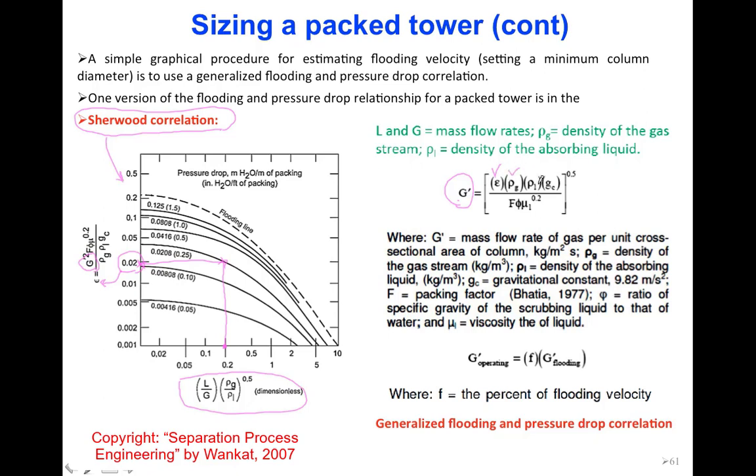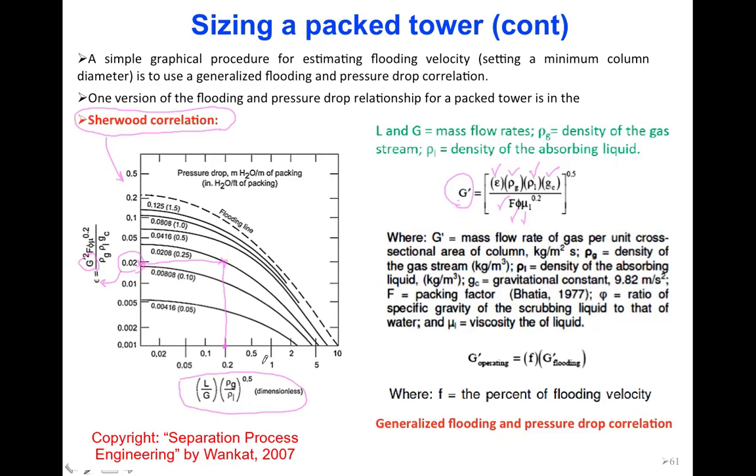Then you have the density of the gas phase, with all the units here in kilogram per cubic meter, and the density of the liquid phase. G is the gravitational acceleration. F is a packing factor, which will be given to you; it relates to the properties of the packing. This phi is the specific gravity of your liquid phase per the specific gravity of water, and mu is your viscosity.